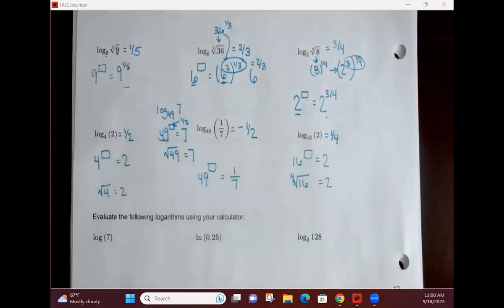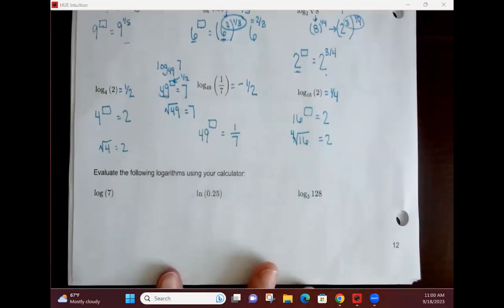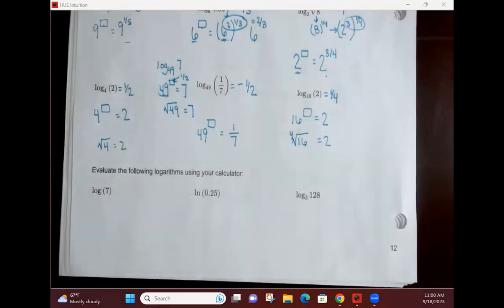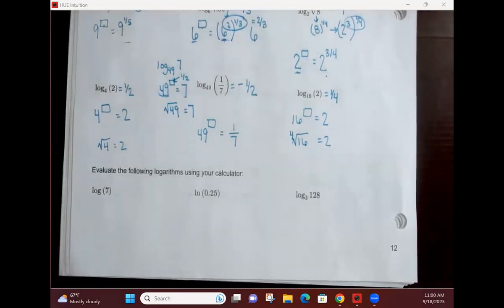Questions for me so far today? Okay. For the bottom of page 12, we are going to talk about how to evaluate logs with your calculators. If you have a TI Inspire, I want you to pull it out now. If you have a scientific calculator, I'm going to talk about those in just a second. But if you have a TI Inspire, I want you to pull out your TI Inspire right now.